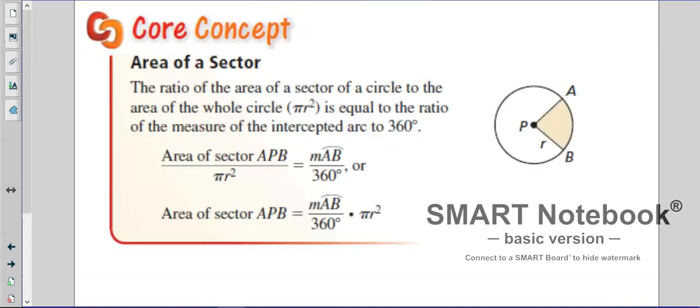It's rounded. Moving on. So now, what about the area of a sector? The ratio of the area of a sector of a circle to the area of the whole circle, which is pi r squared, is equal to the ratio of the measure of the intercepted arc to 360. So we have the area of the sector divided by the area of the circle is equal to the measure of the arc divided by 360. Or you can multiply both sides by pi r squared and just do this: the measure of the arc divided by 360 times the area, pi r squared. That's the one I usually go with myself.